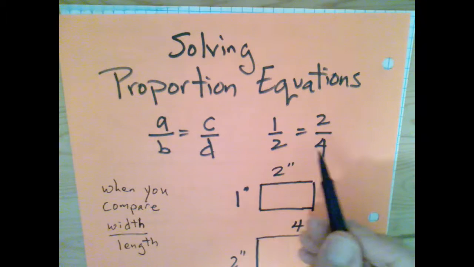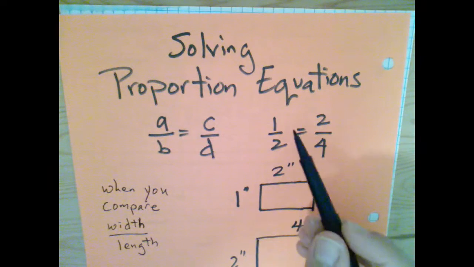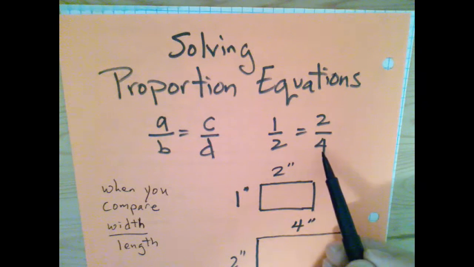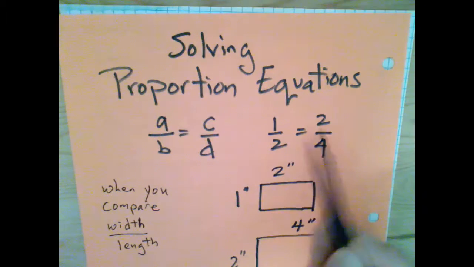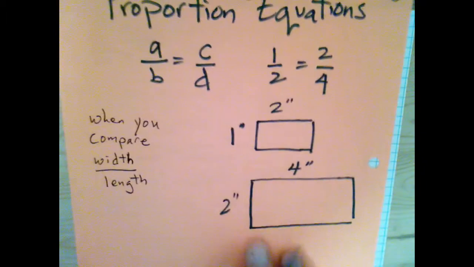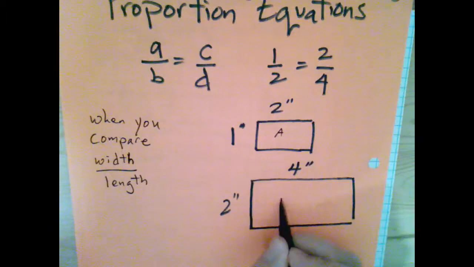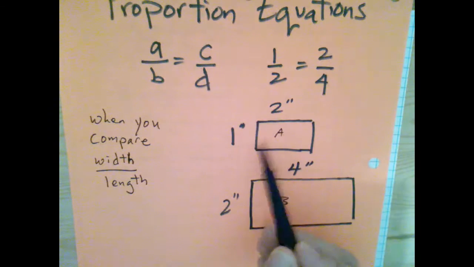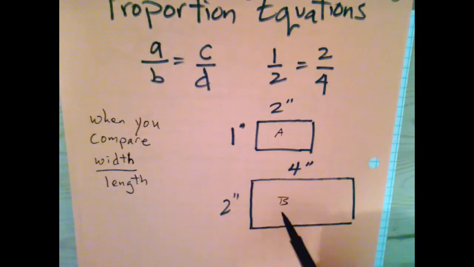An example of this that should seem common is that 1/2 is equal to 2/4. Another way to consider this is to consider two rectangles. So here's two rectangles. I'll call this rectangle A and I'll call this rectangle B. A has a width of 1 and a length of 2. B has a width of 2 and a length of 4.